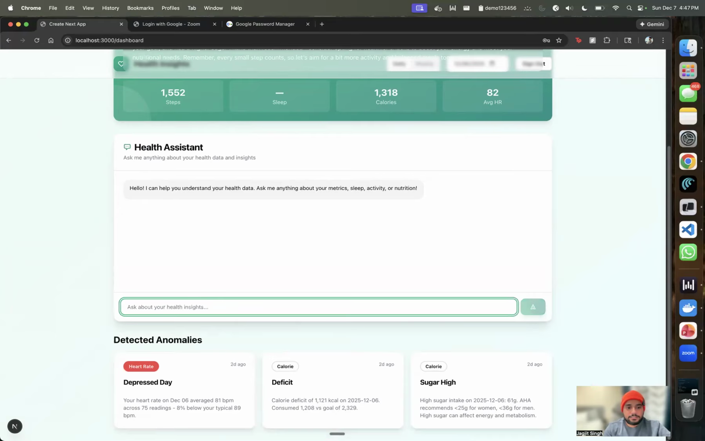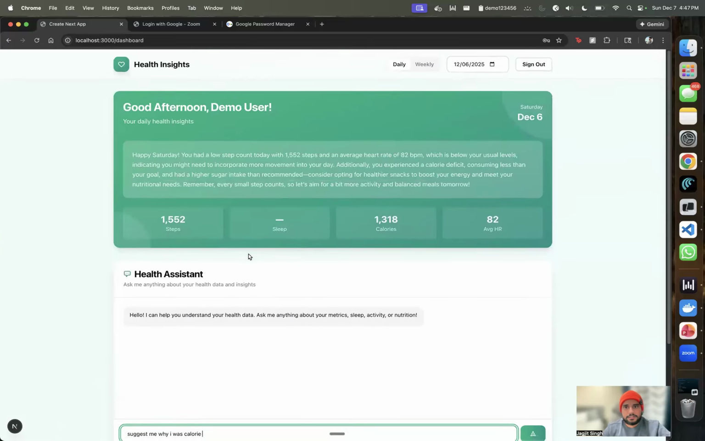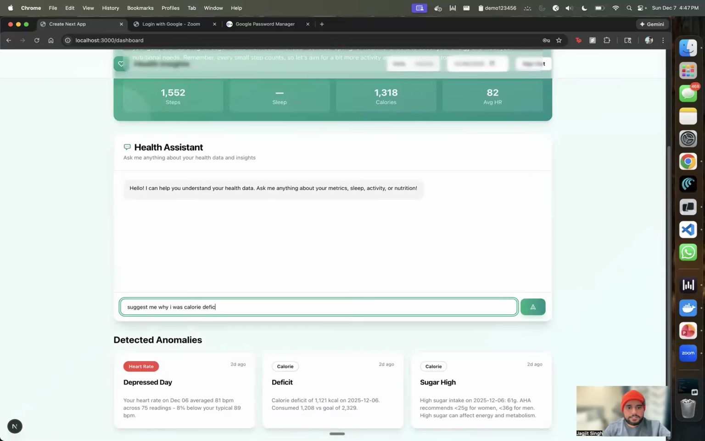So I can ask, suggest me calorie on December 6th, and suggest me some foods to cover that gap.